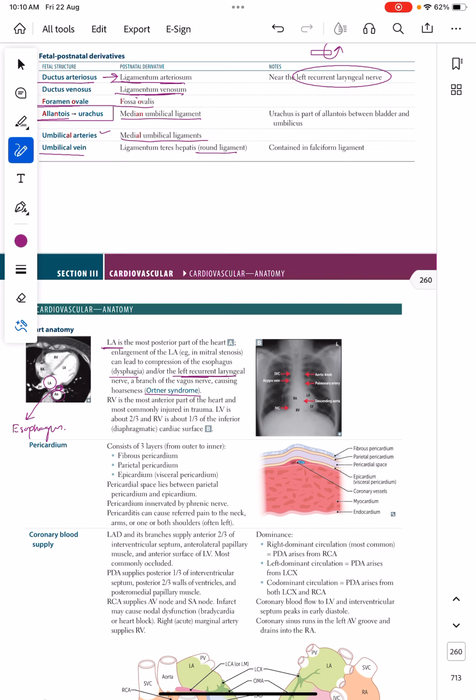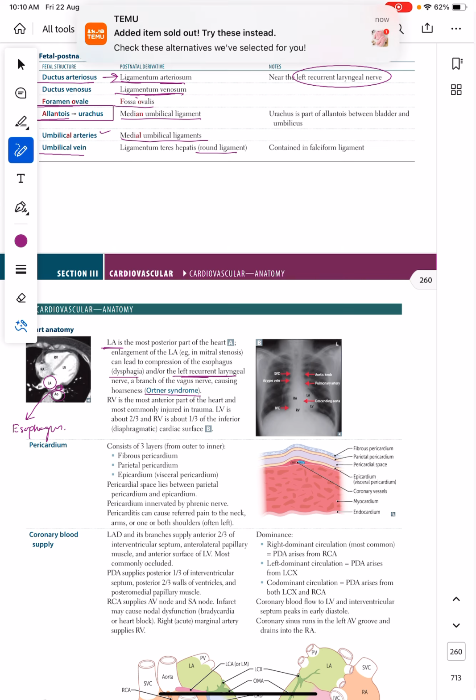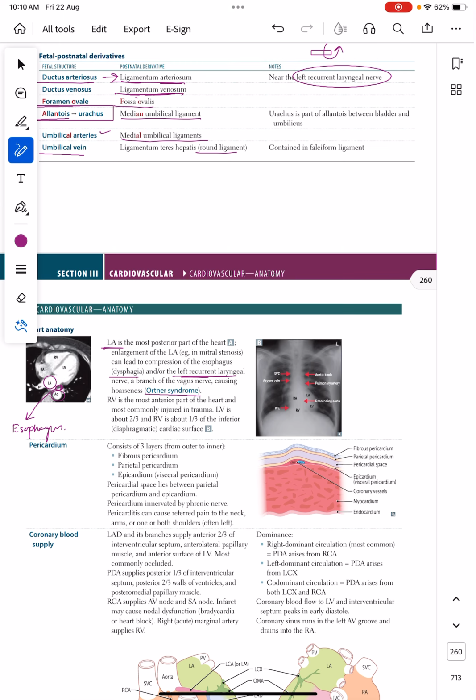When mitral stenosis happens, the left atrium enlarges and compresses against the posterior structures, which are the esophagus and the left recurrent laryngeal nerve, resulting in dysphagia and hoarseness. Now look, this is the sternum. These are the ribs. This is the most anterior structure, the right ventricle. In any trauma, it is the most commonly injured chamber. And look here, the right ventricle is the inferior, diaphragmatic surface of the heart.